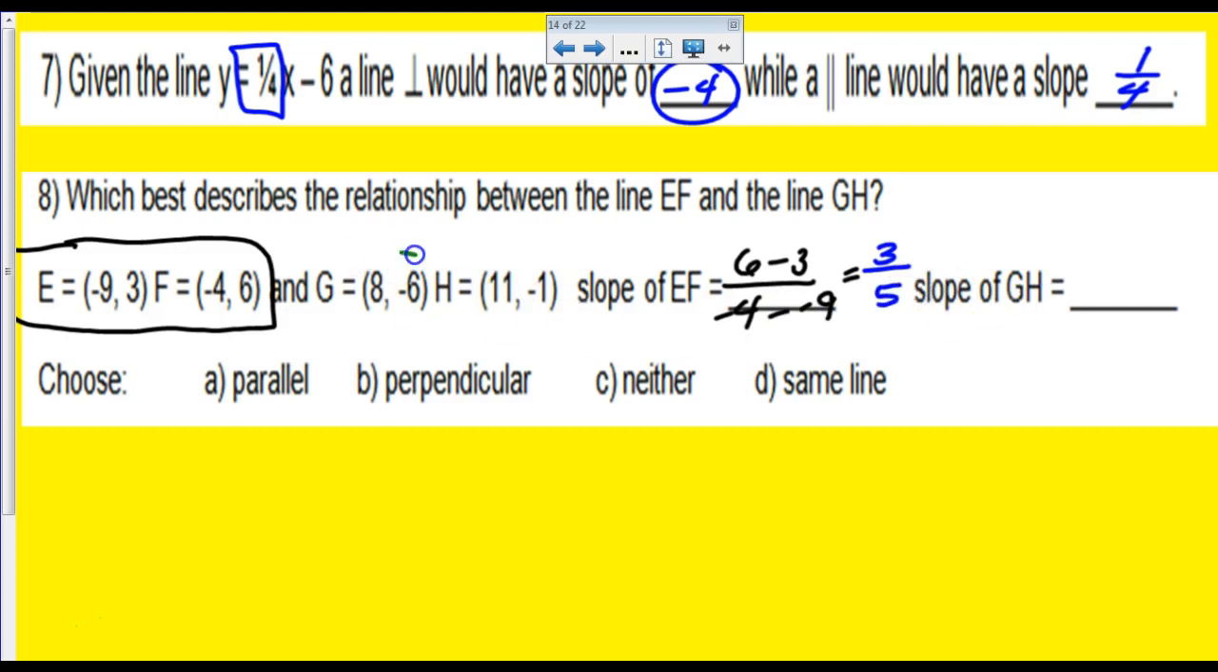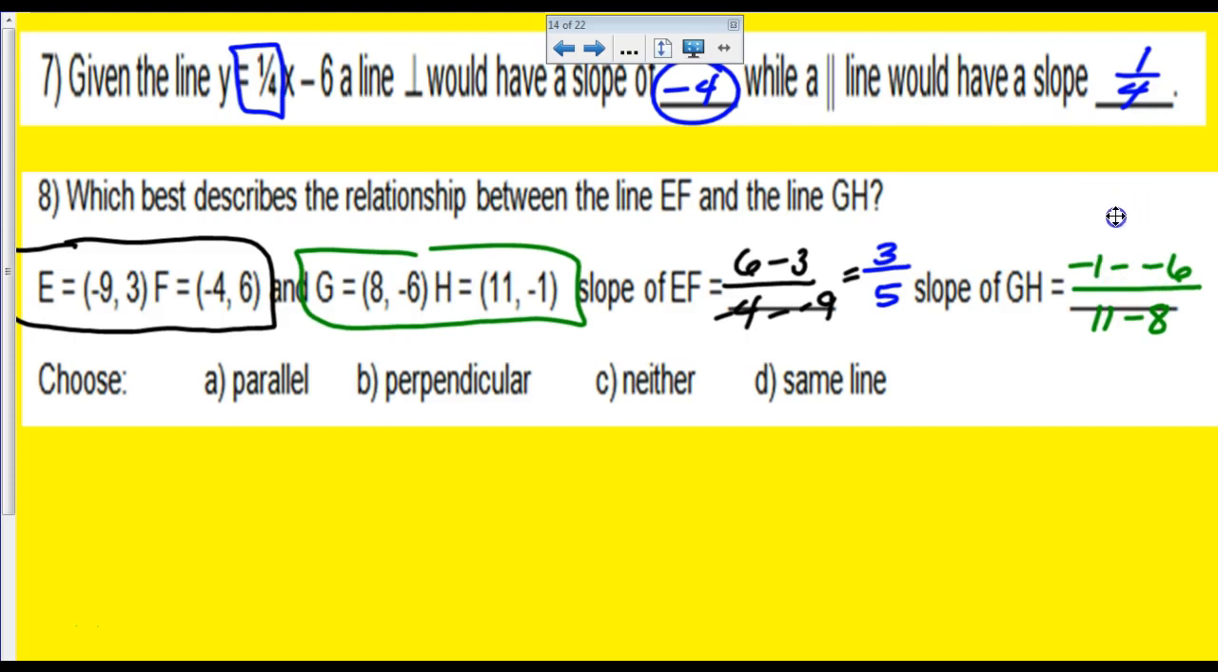And then for GH, let's see here, -1 minus -6 over 11 minus 8. So plus here, so that's a 5 over 3. Right? Did I miss a sign anywhere?